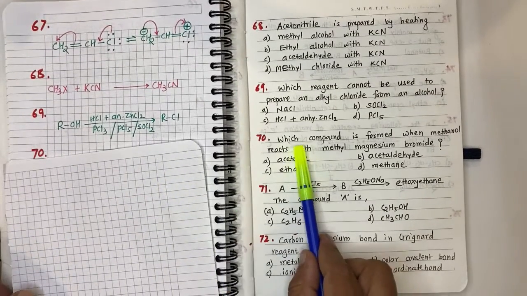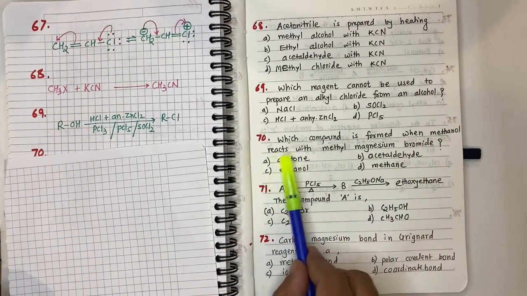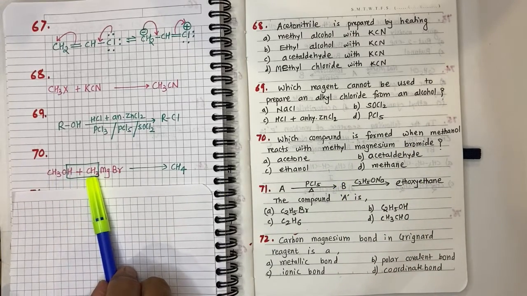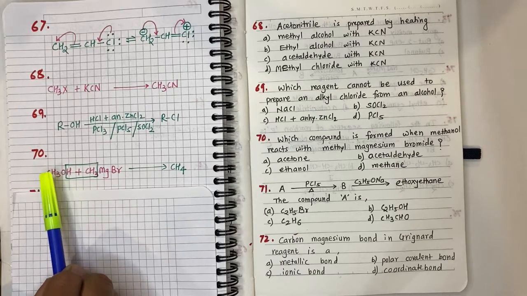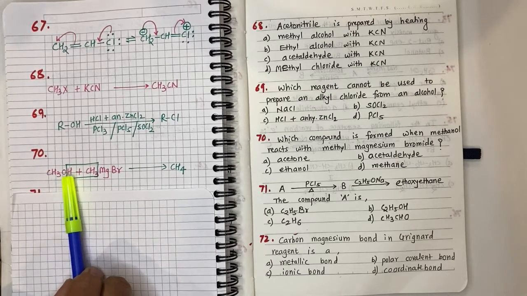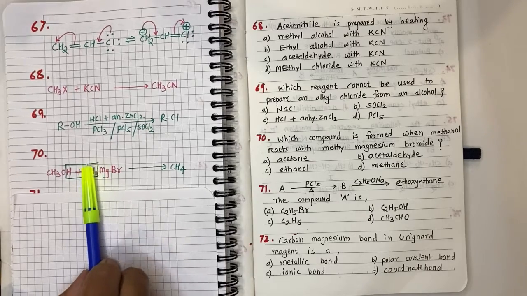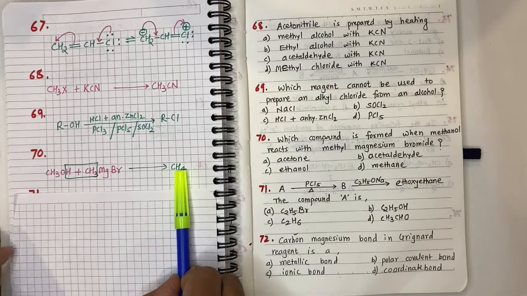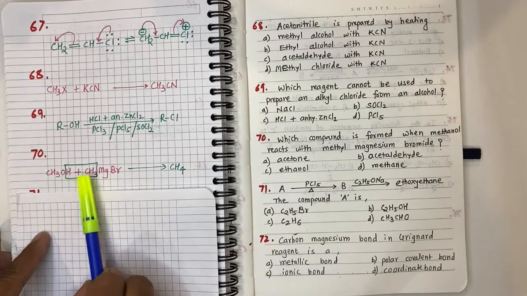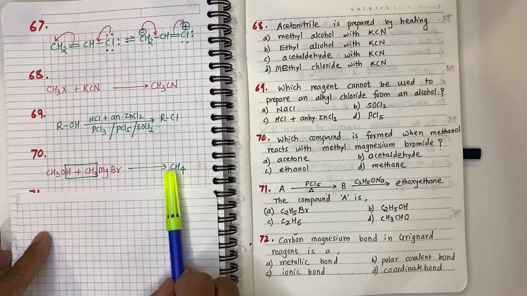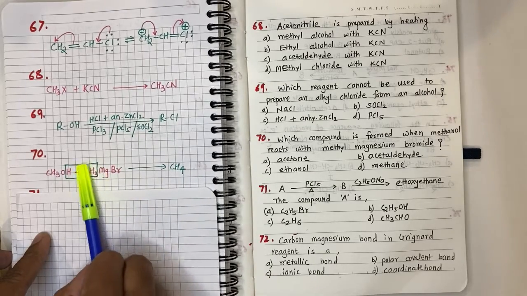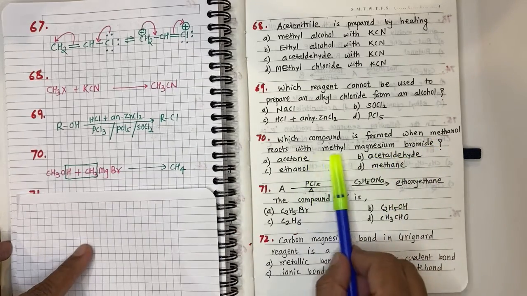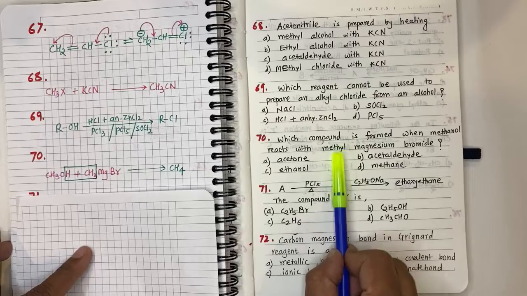Next, which compound is formed when methanol reacts with methyl magnesium bromide? Remember, an alcohol, water or ammonia gives H from itself, and the R, the alkyl group, joins to form an alkane. Always remember this: alcohol, ammonia or water reacts with Grignard's reagent to give an alkane. Which alkyl group is present here? The methyl magnesium bromide, therefore it gives methane.